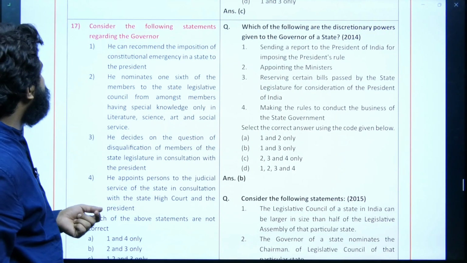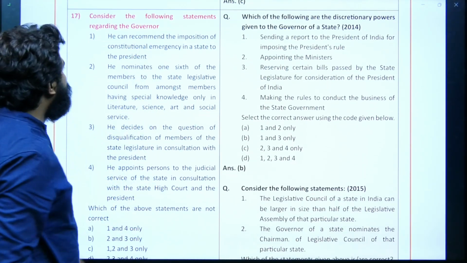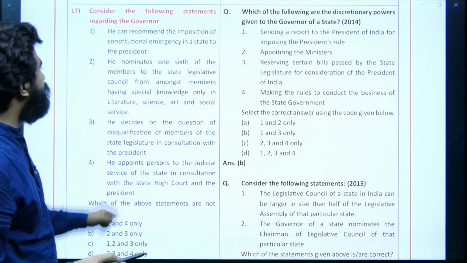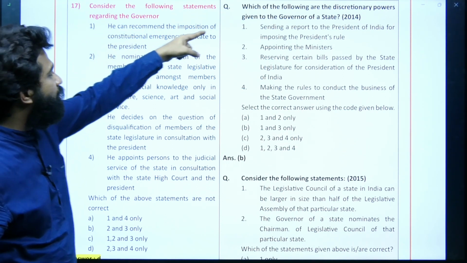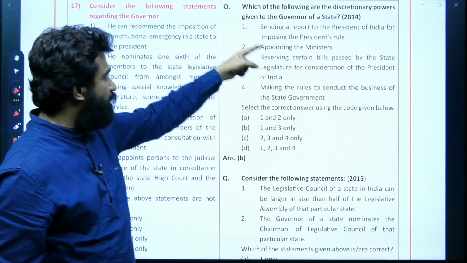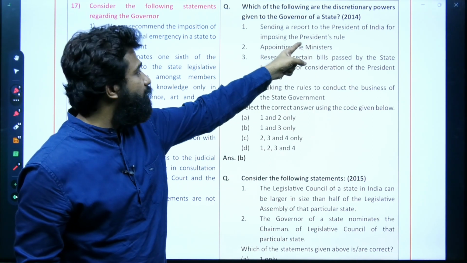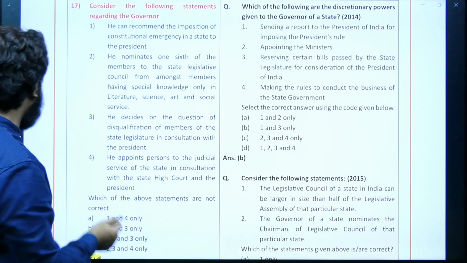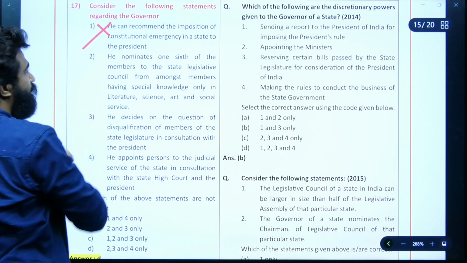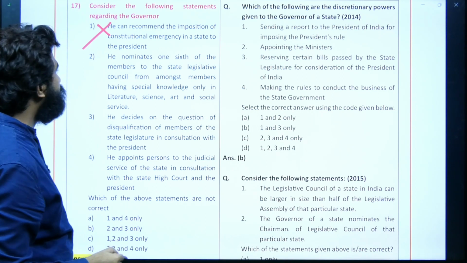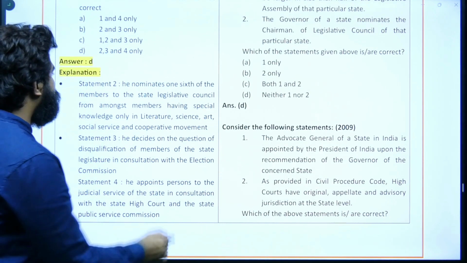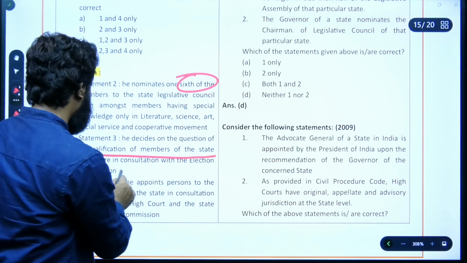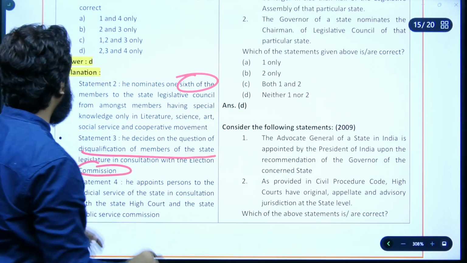Next, consider the following statements regarding the governor. He can recommend the imposition of constitutional emergency in a state to the president. Please come to this part regarding governors, because various questions were asked, especially on the powers and discretionary powers of the governor. Here, he can recommend the imposition of, and it is an absolutely wrong statement. He cannot recommend imposition of constitutional emergency in a state to the president. He nominates 1/6 of the members, and at the same time he decides on the question of disqualification of members in consultation with the election commission.